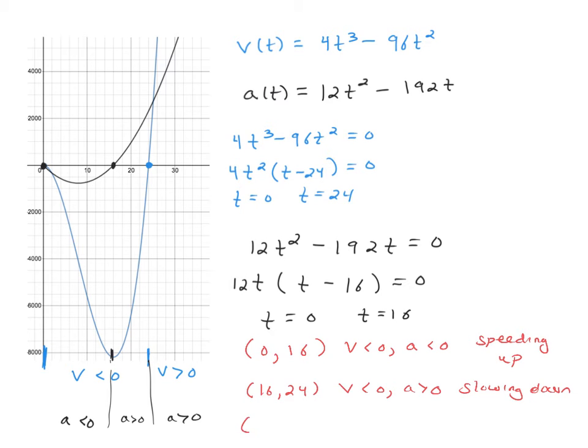And then lastly, if we are greater than 24, from 24 and on, both the velocity and the acceleration are positive, and that means speeding up. And that's it.